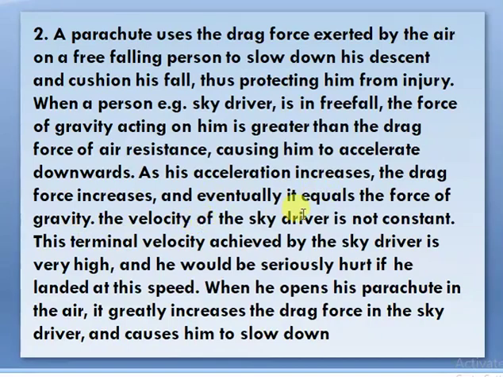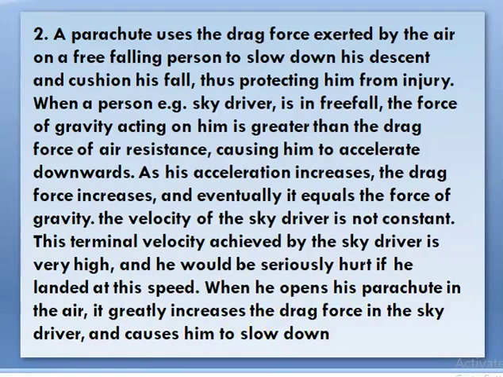and eventually it equals the force of gravity. Now the velocity of the skydiver is no longer changing in this case. The terminal velocity achieved by the skydiver is high, and the skydiver would be seriously hurt if he landed at that speed. Now when he opens his parachute in the air, what happens? It greatly increases the drag force on the skydiver and causes him to slow down.